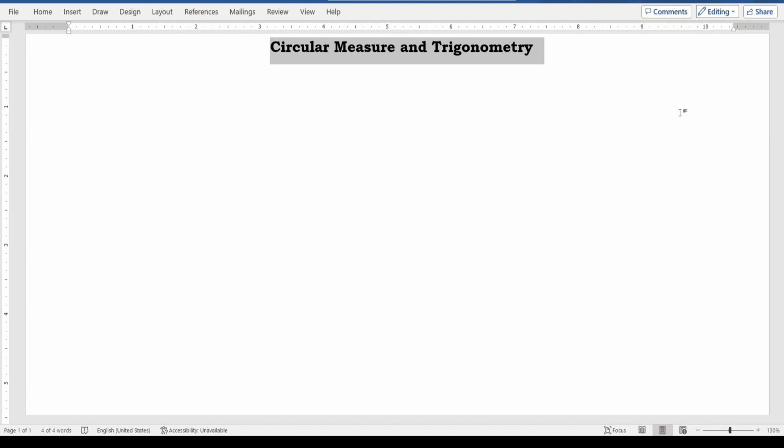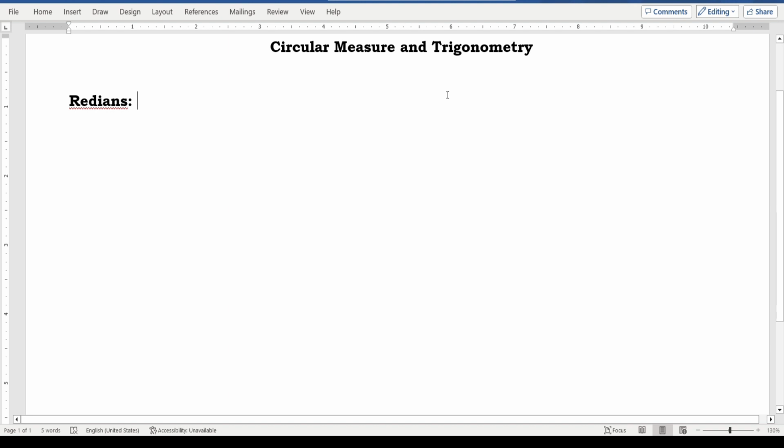Now, the first topic of trigonometry is radians. Sorry, not radian, it is a radian. Okay, radians. Until now, you have measured angles in degrees. In some contexts, it is more convenient to use different units like a radian. So radian is a kind of unit.